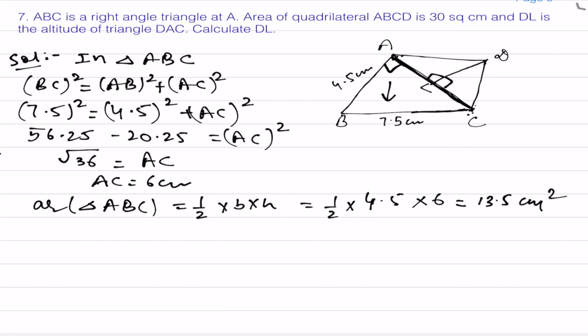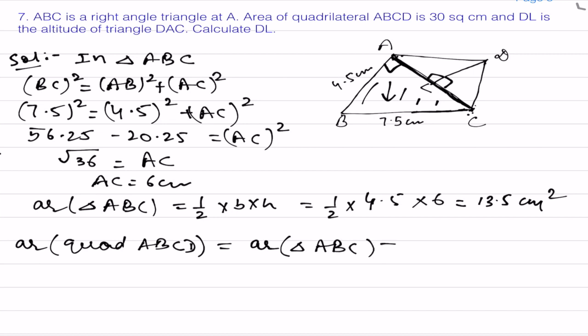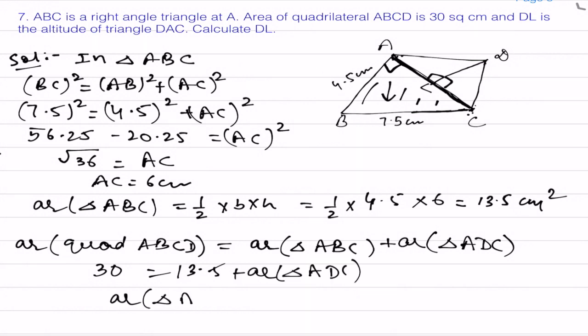Now in the complete quadrilateral, we can see this triangle area is 13.5. So how to calculate the area of the remaining triangle? Area of quadrilateral minus area of triangle ABC will give you the area of the triangle ADC. So area of quadrilateral ABCD is a combination of both the triangle ABC plus triangle ADC. Substitute the value. So area of triangle ADC is 16.5 square centimeter.